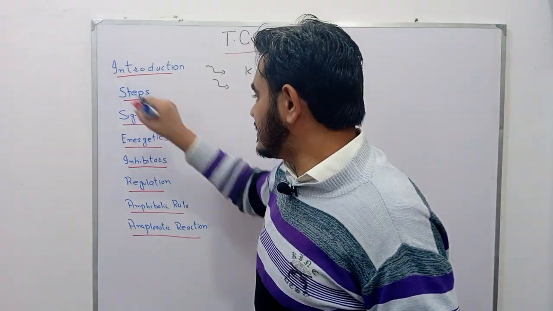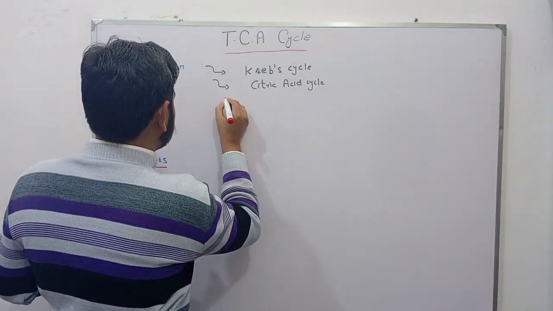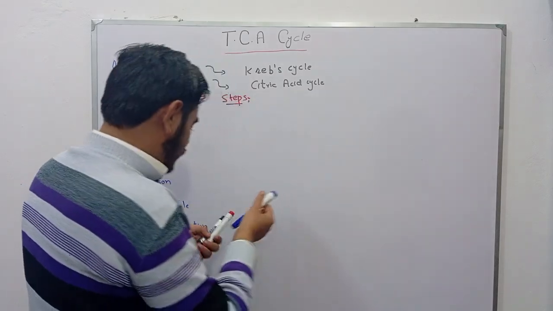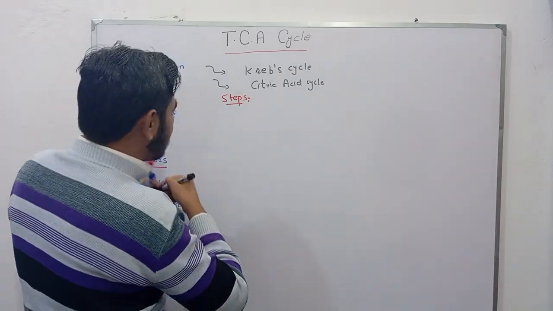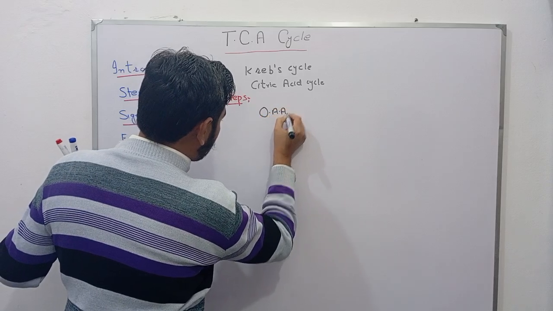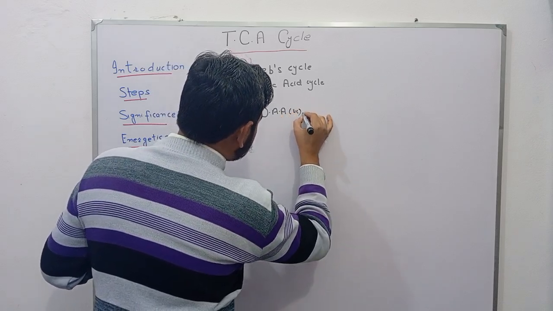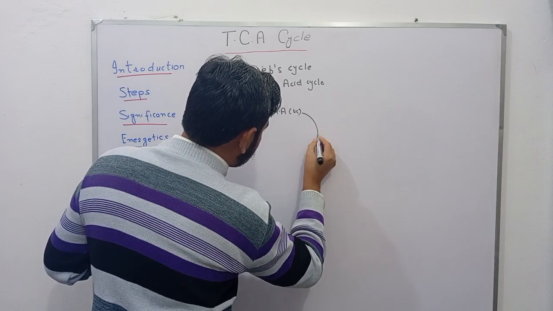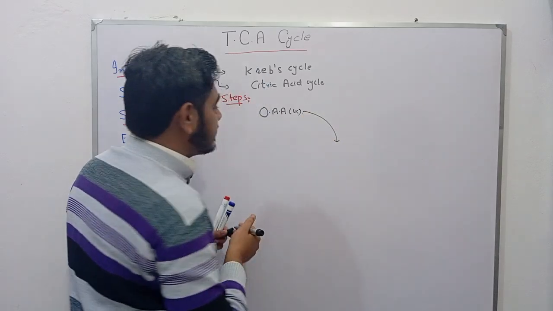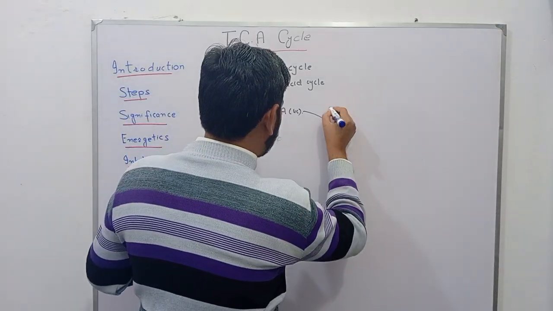Now coming toward the steps of the TCA cycle. First of all, the oxaloacetic acid, which contains 4 carbons, gets condensed with acetyl CoA, which is a 2 carbon atom containing compound.